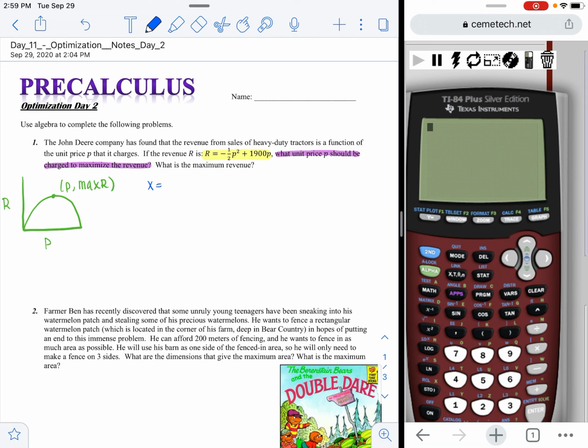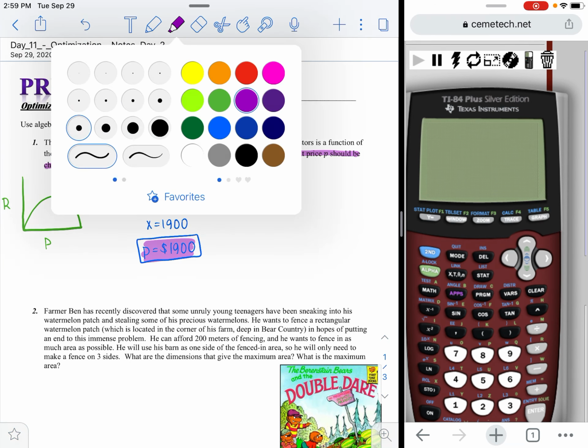So I'm going to do X equals the opposite of B, so negative 1900, over 2 times A, which is negative 1/2. 2 times negative 1/2 is negative 1, and then negative 1900 divided by negative 1 is 1900. So X is 1900. Therefore, P, the price, is $1,900. And I will highlight that in purple because that was the answer for that one.